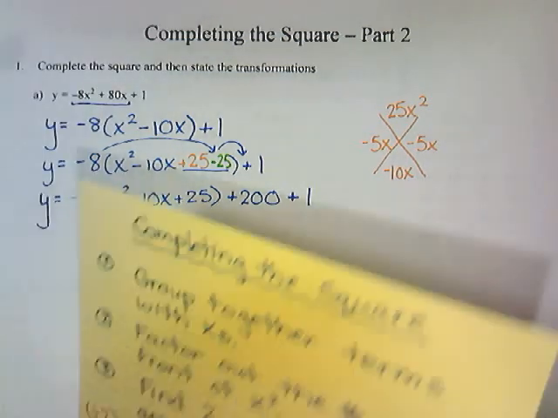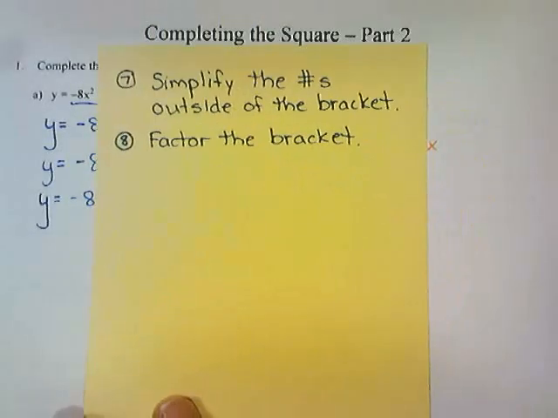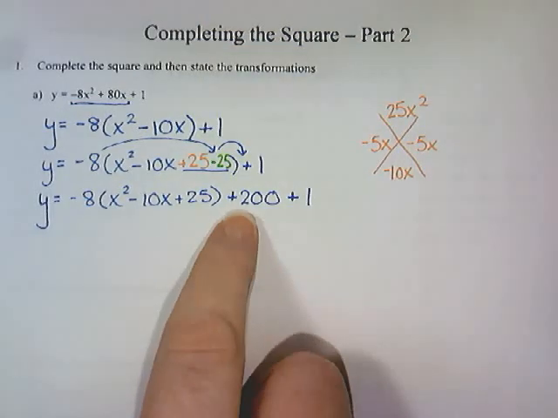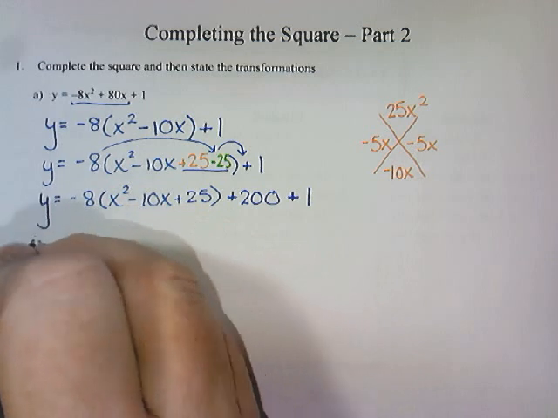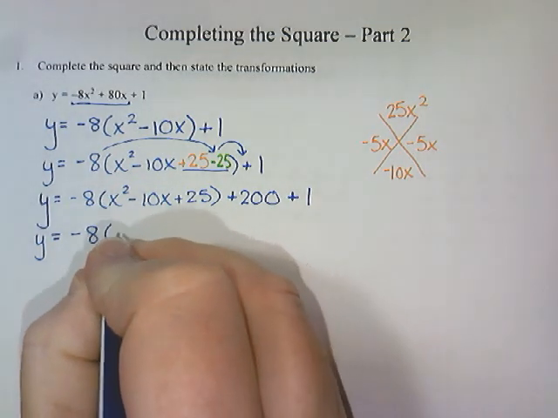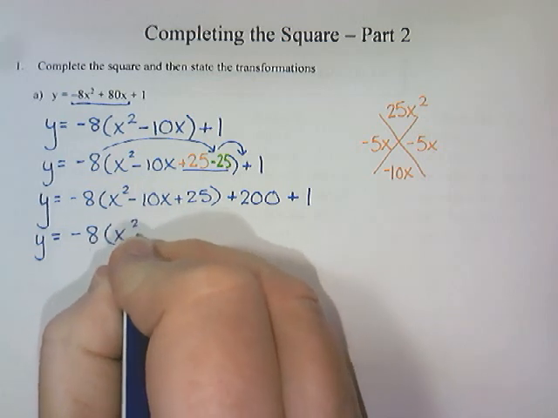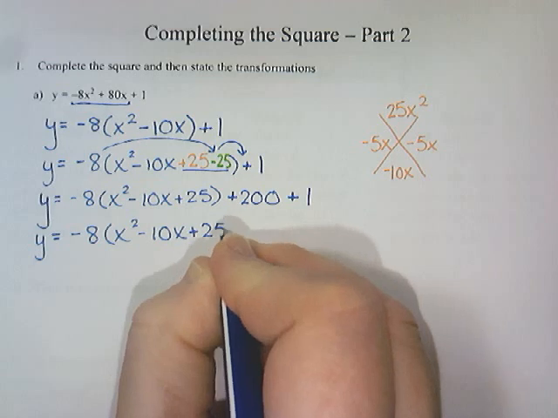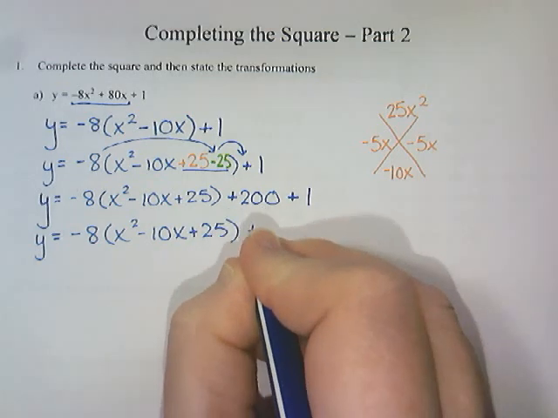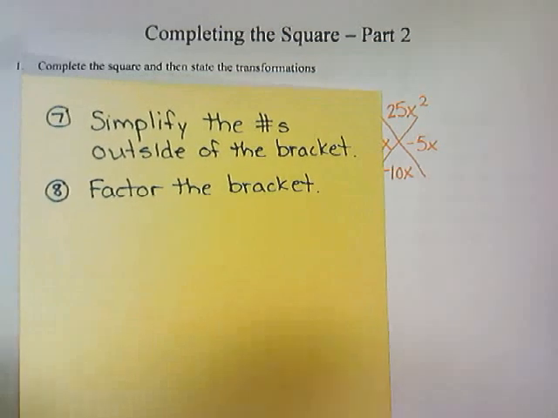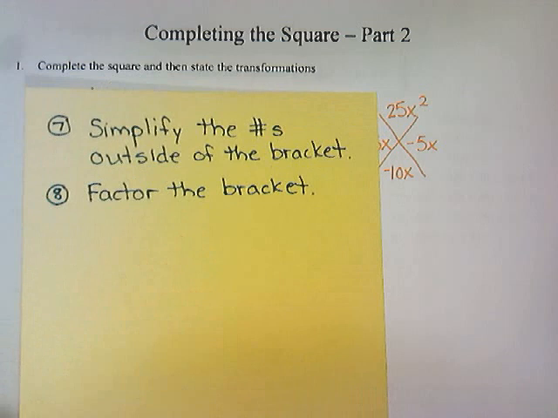All right. That was it for this side. On the other side, I have simplified the numbers outside of the bracket. So that would be the 200 and the 1. So I'm going to collect those terms together. So I get negative 8 times x squared minus 10x plus 25. And then 200 plus 1 is 201. And then my last step says factor the bracket.